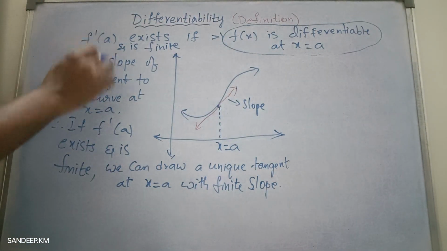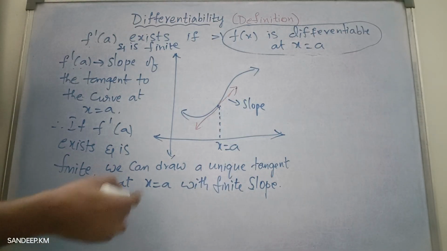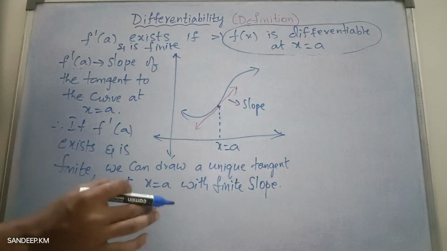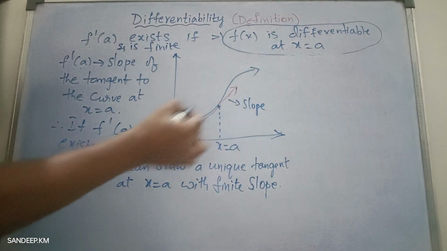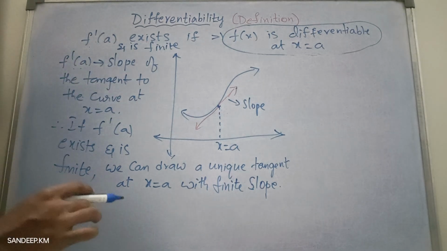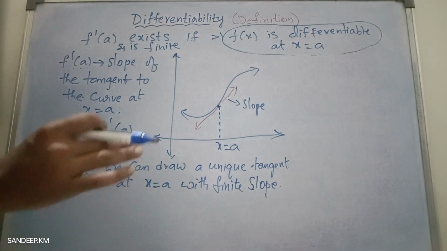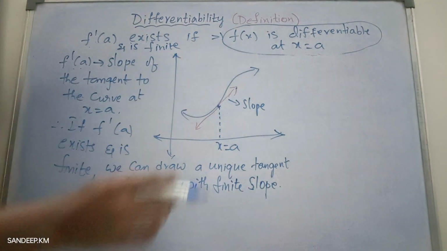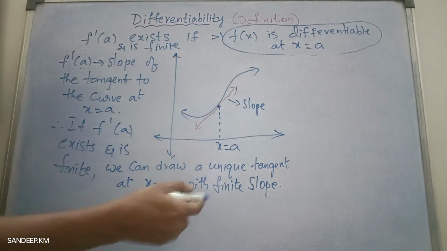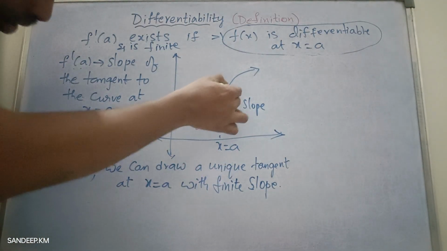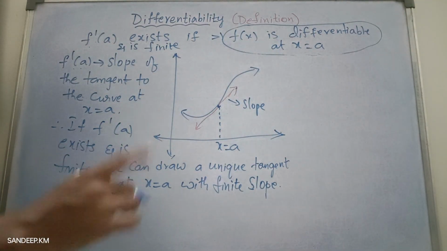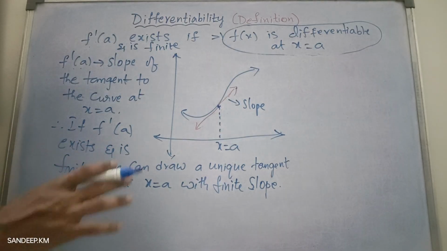So if f dash of a is finite, we can say that we can draw a unique tangent at x is equal to a, and that particular tangent has a slope called f dash of a. So f dash of a exists, or a function is differentiable at x is equal to a, means geometrically what? It means that at x is equal to a, I can draw a unique tangent to the function y is equal to f(x). Unique means one, one and only one. So that is the geometrical meaning of it.